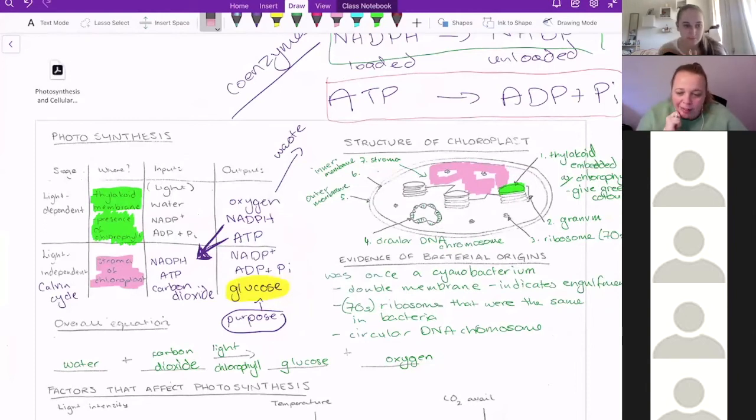I have yet to come up with an excellent mnemonic that helps you remember these things.